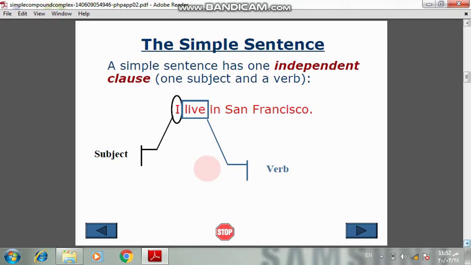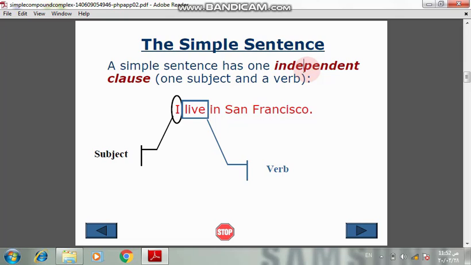The first one, simple sentence. A simple sentence has one independent clause. Please stop here. What is an independent sentence? Let's step out from this topic and ask, what does it mean by independent? When someone is described as living independently, it means the one who doesn't need support, the one who can stand on his own, who can do all his affairs alone without asking for help.